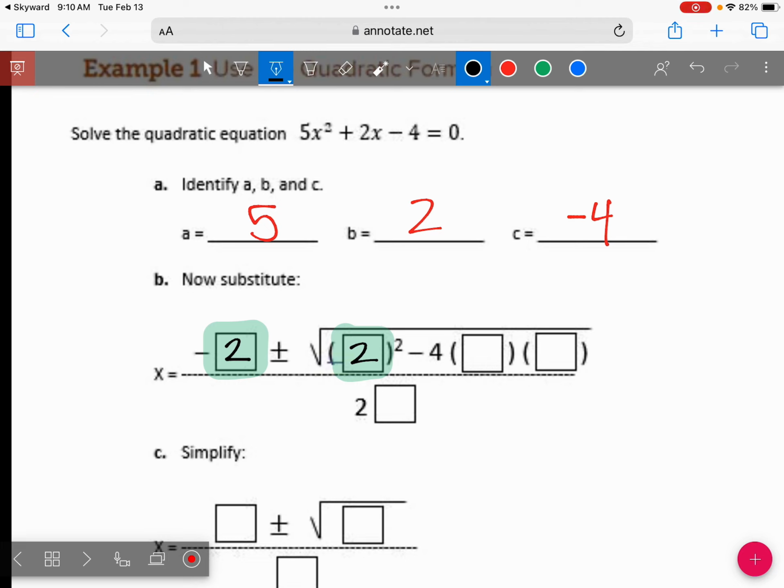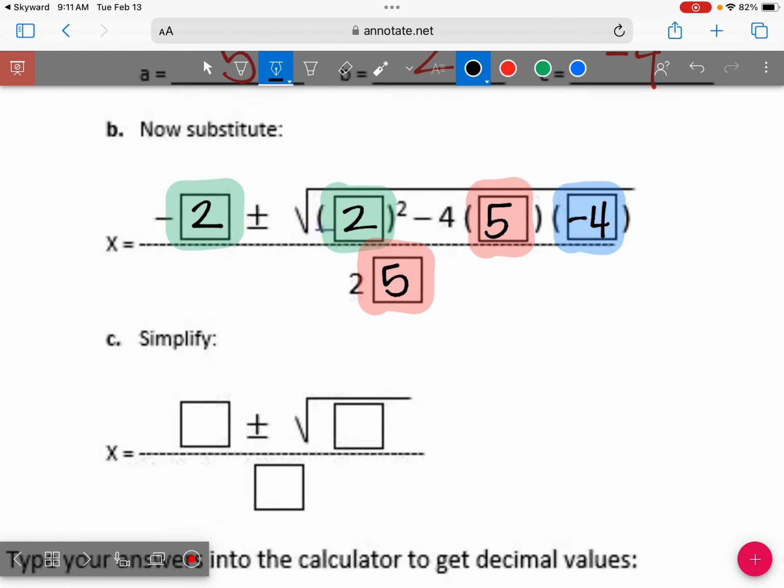And then it's B squared minus 4A. You can go get some water if you need to. 4A. So this here, this is your A, and this is A. So what is A? 5. 5 would go here and here. And then there's only one place that we put our C. And C is -4.